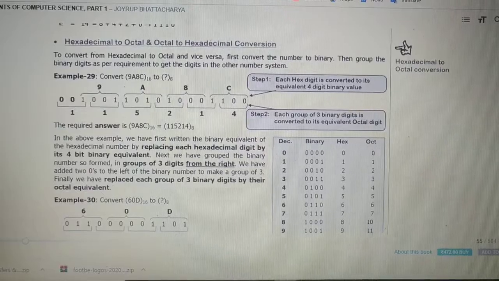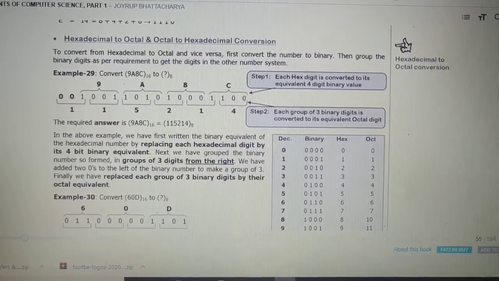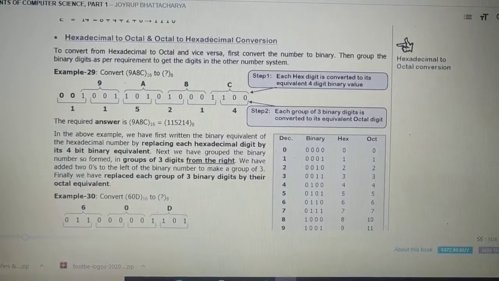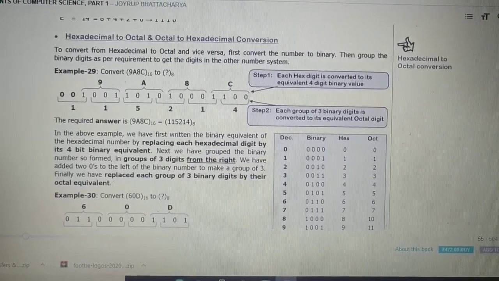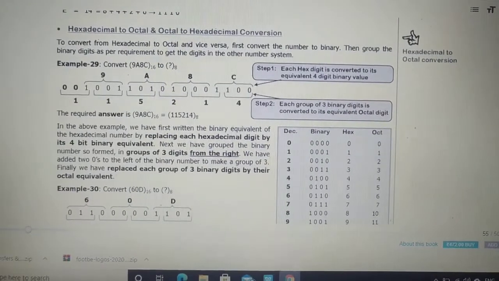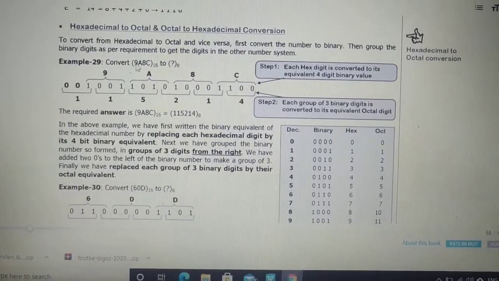Today we will learn about the next part of the chapter. So the first topic for today is the hexadecimal to octal conversion and octal to hexadecimal conversion. Okay, so you are able to see this formula.